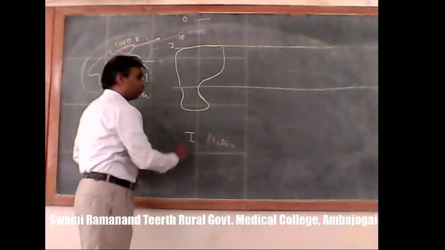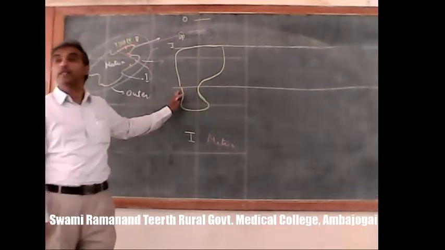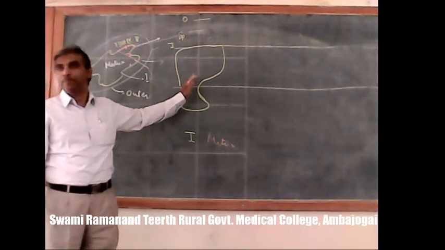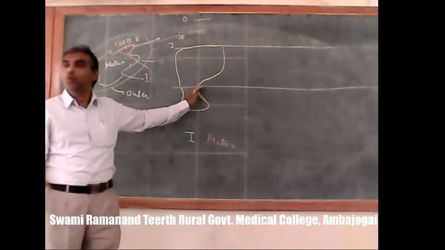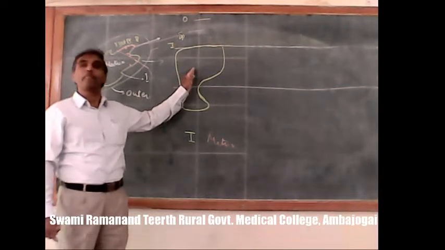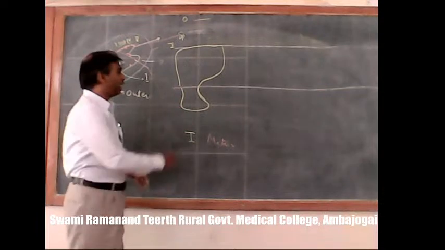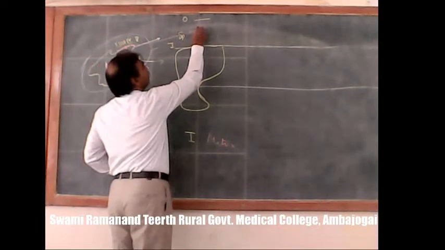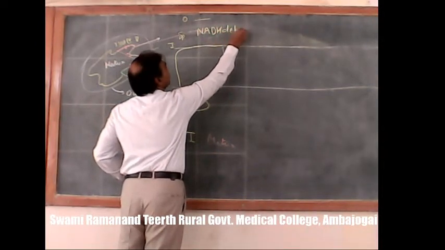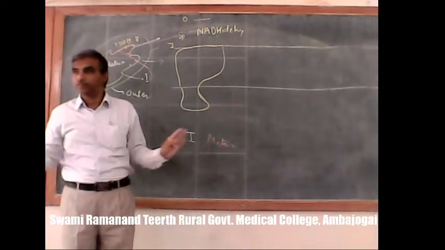This is complex 1. Whether boot comes first or L comes first, I don't know. But this is what is said, that it is L shaped or boot shaped. What are the constituents of this complex 1? This complex is called NAD dehydrogenase, or NADH dehydrogenase, or NADH CoQ oxidoreductase.